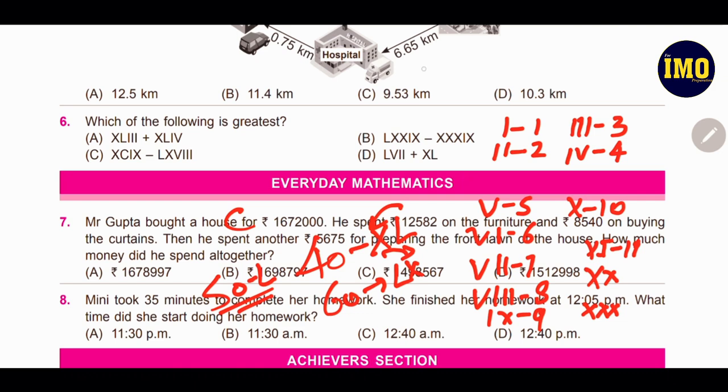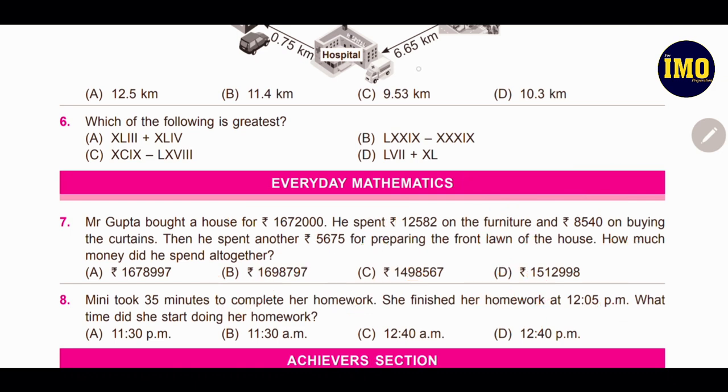Now consider this case. In the first question, XL and XXX is around 63. Okay.